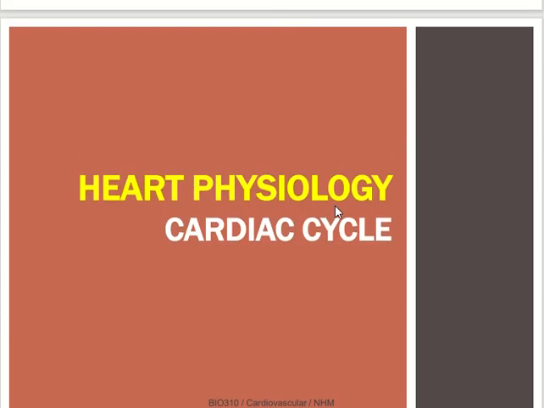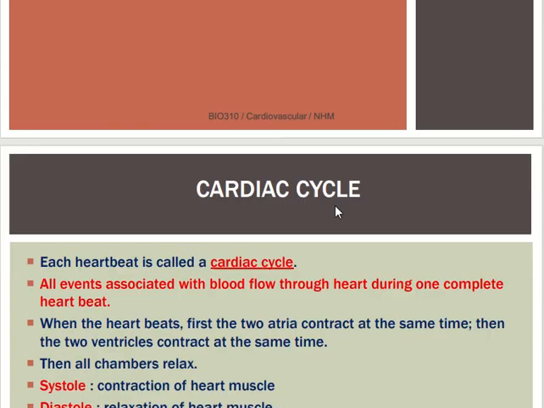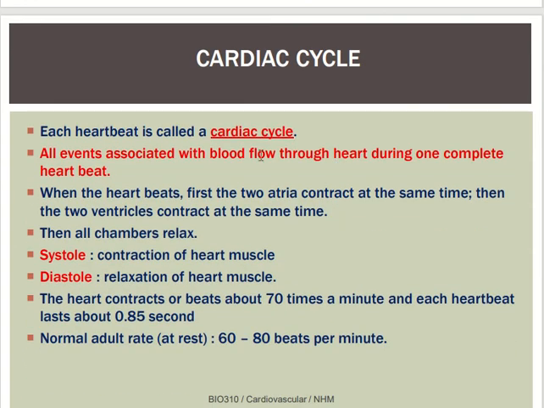Next, we have to know also about the cardiac cycle of the heart. So what is the cardiac cycle? Cardiac cycle refers to the heartbeat, all events associated with the blood flow through the heart during one complete heartbeat. When your heart beats, first the two atria, right atria and left atria, the upper parts of the heart, will contract together and relax together. Contract meaning it will shrink, relax it will go back to normal shape.